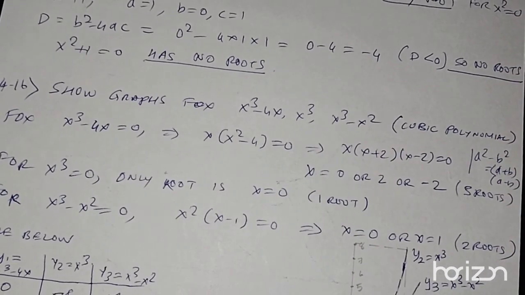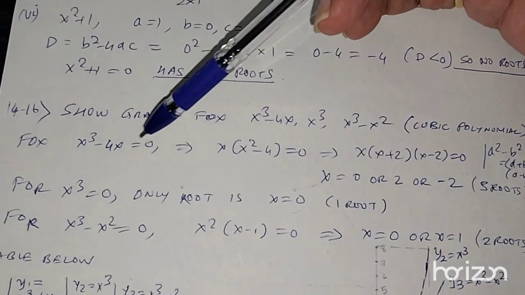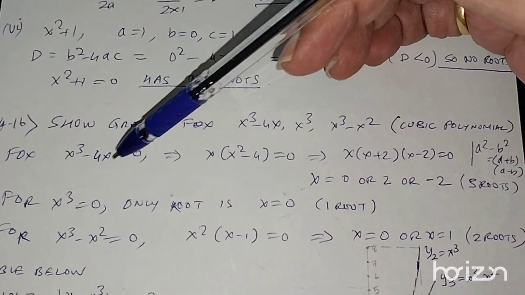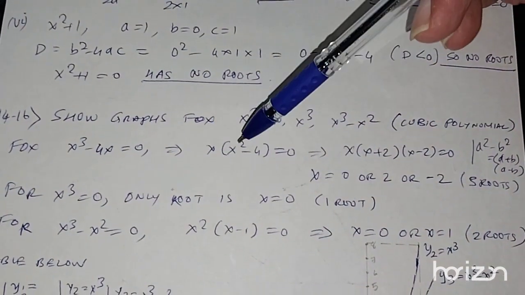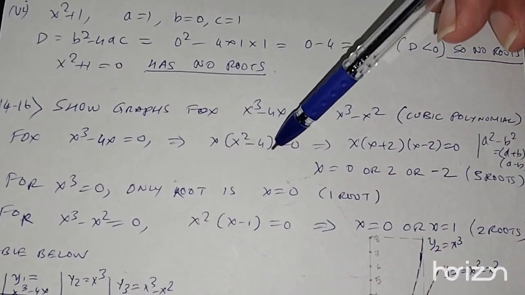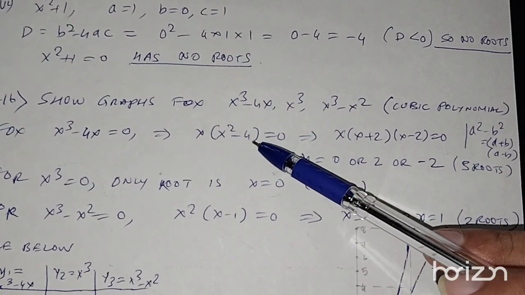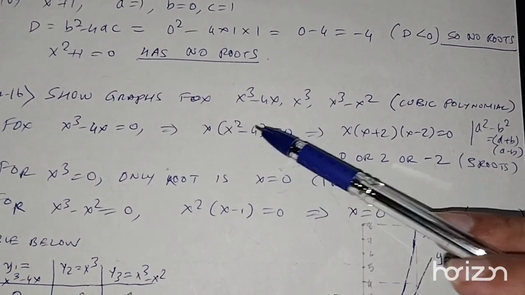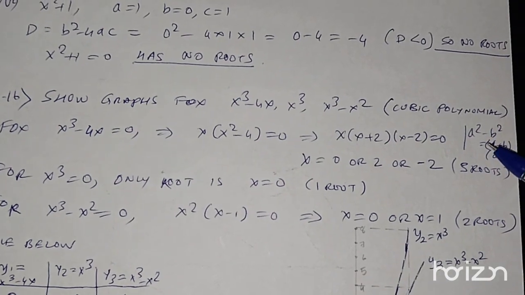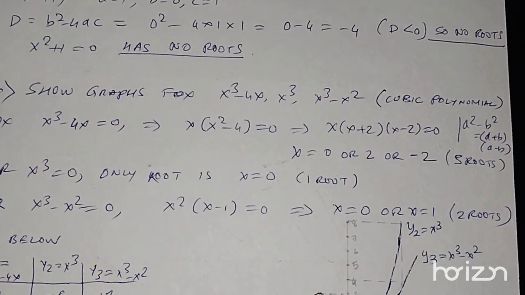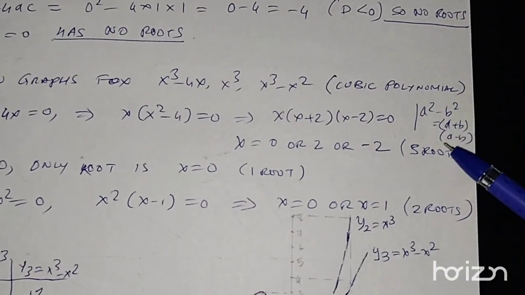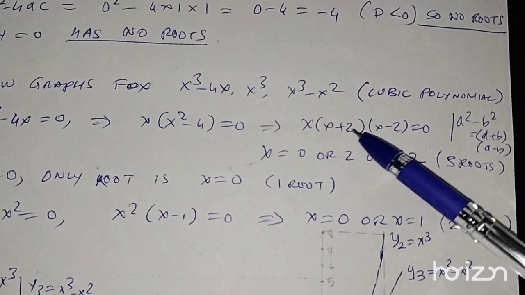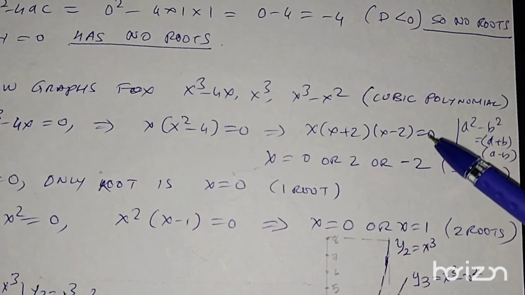Now, for x cube minus 4x is equal to 0, you can take x common, right? And you can express it as x into x squared minus 4. What is 4? 4 is 2 squared. When I write 4 as 2 squared, this will look like a squared minus b squared, right? What is a squared minus b squared? Which is a plus b into a minus b, correct? So we can write this as x into x plus 2 into x minus 2.